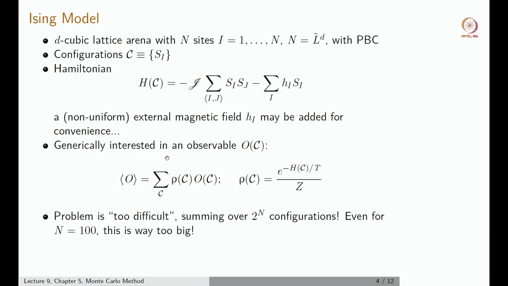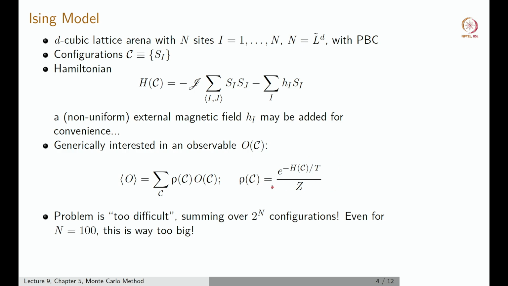So generically, we will be interested in some observable which depends on the spin configuration. It could be magnetization, it could be some spin fluctuation, whatnot. It could be a variety of observables, and you can get the expectation value of the observable by summing over all the configurations C weighted by their probabilities, and the probability of the configuration C, as we know from the canonical ensemble, is given by the expression that I am pointing to here.